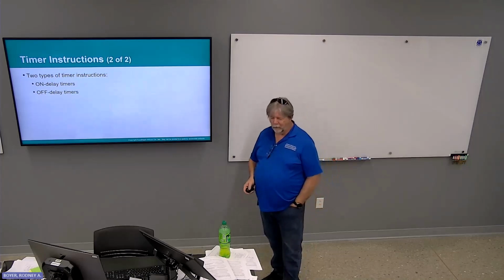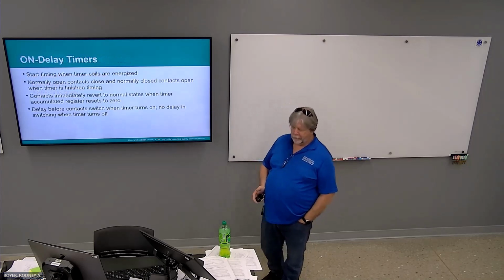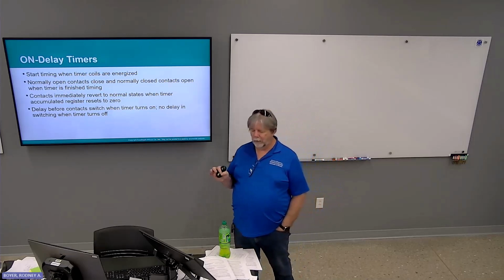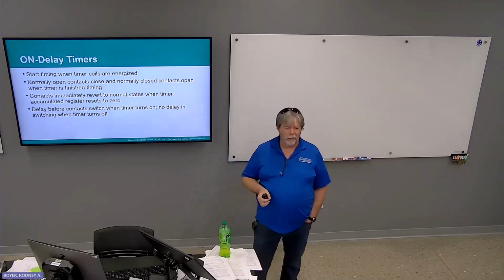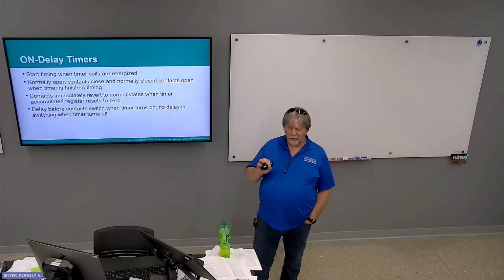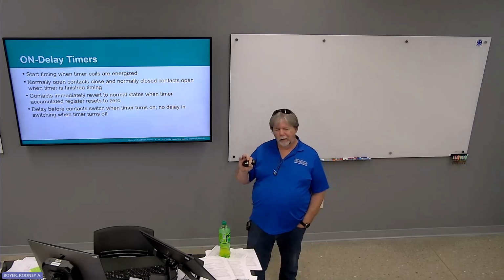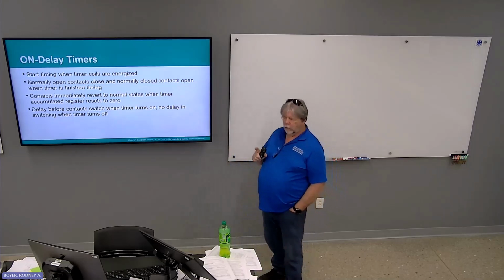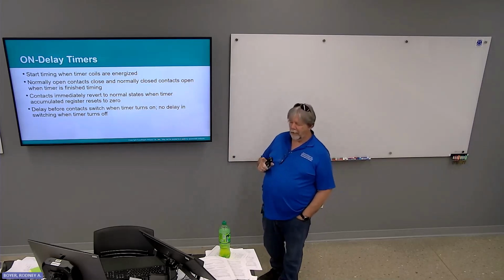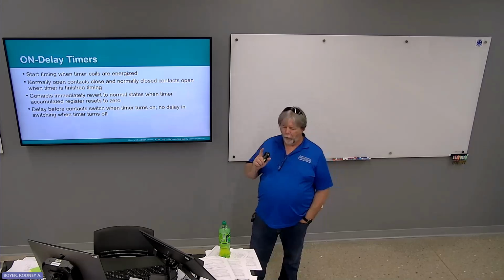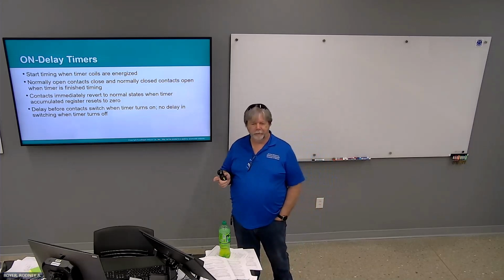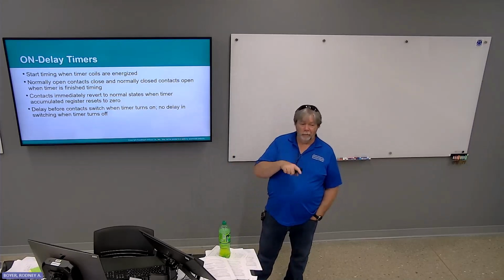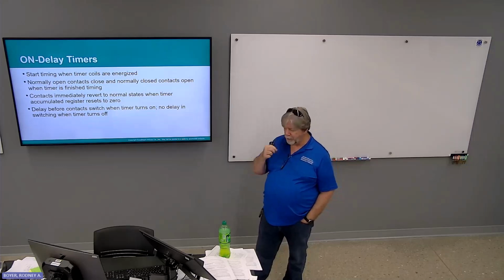2 types of instruction: on delay, off delay. On delay starts timing when the timer coil is energized. Okay, so as soon as you apply power, or as soon as the conditional logic evaluates as true, the timer starts timing. Normally open contacts close, and normally closed contacts open when the timer is finished timing. Those are the ones that are addressed to the done bit, by the way. There are others. We'll talk about them here in a little bit also.